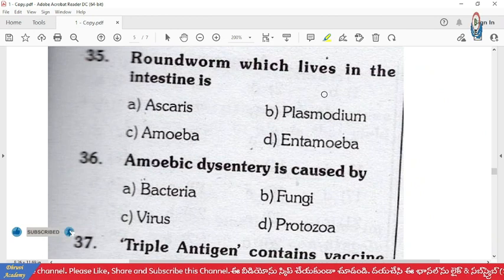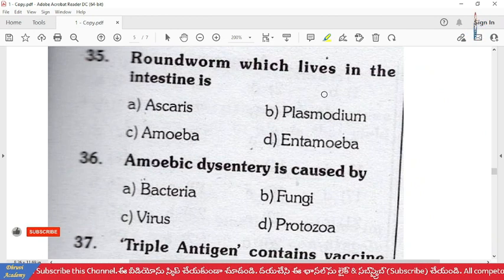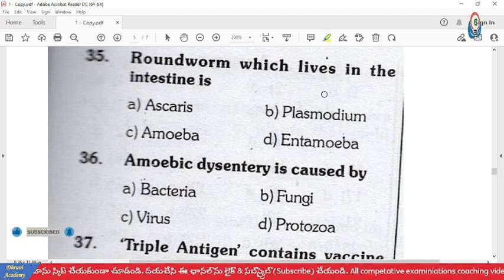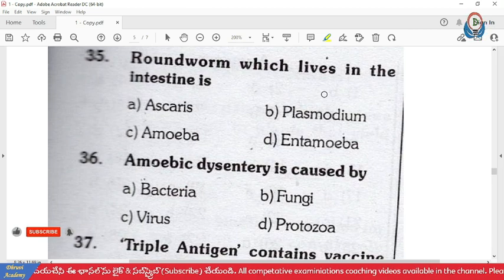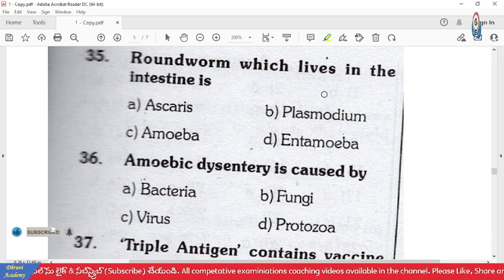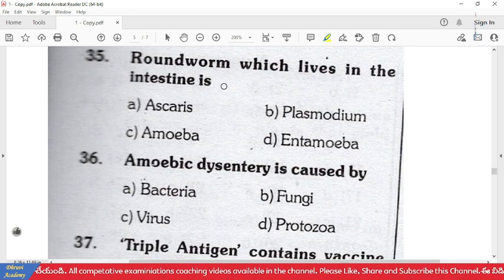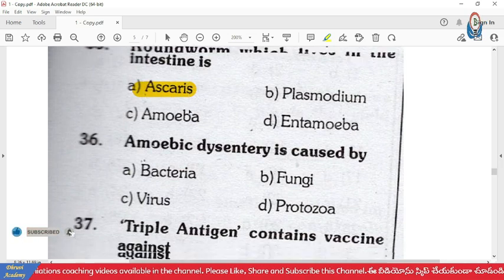Roundworm which lives in the intestine. They're asking, is it A, Ascaris, B, Plasmodium, C, Amoeba, or D, Entamoeba? Which is the correct answer? The answer is Ascaris. Roundworms live in the intestine. Ascaris is the right answer.